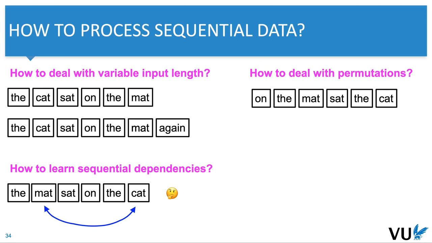And how to learn sequential dependencies in the first place? What if we say the mat sat on the cat? It makes no sense. So maybe when we want to, for instance, generate sentences, we should avoid such sentences. So we should somehow enforce our model to learn sequential data.